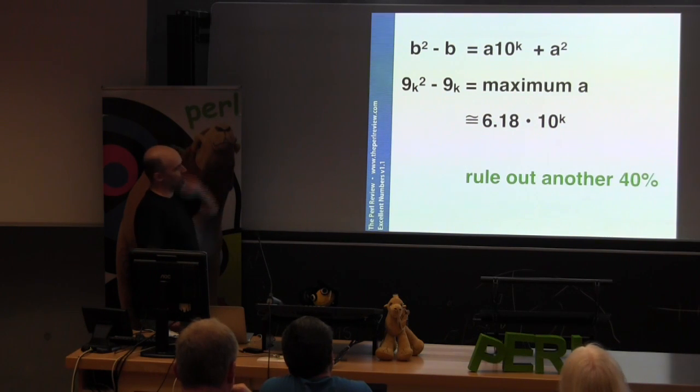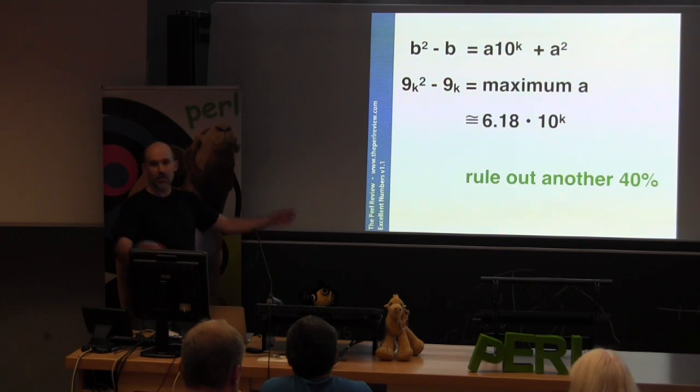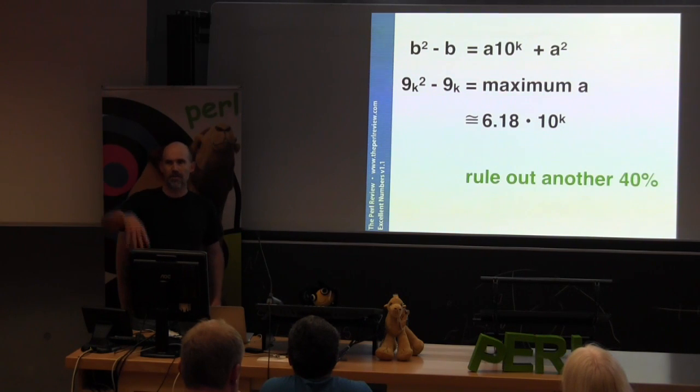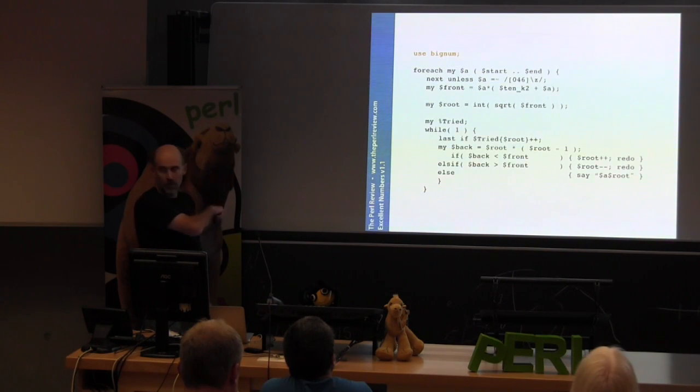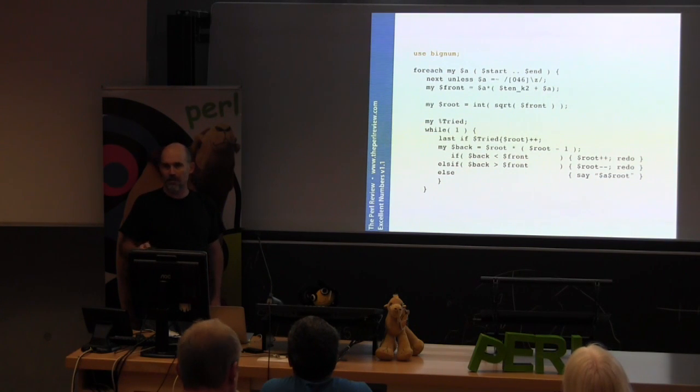Okay, so we can rule out another 40% of that stuff. That's the trick of what we're doing so far. How much stuff can we just decide right away that we don't even have to look at? Okay, and that means I have to start using big num, because in Perl, I'm getting to a point where the numbers are large enough that it can't do the integer math.